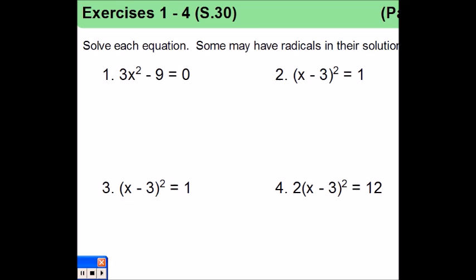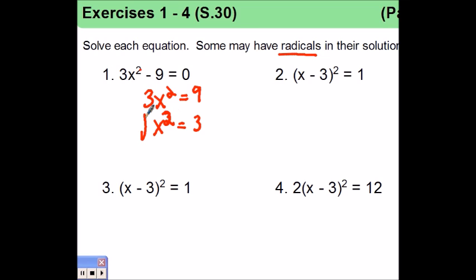I'm going to solve each one of these by isolating the variable, and notice some of them may have radicals in their solutions. In this case, they're going to be square roots. So this, number one, is x squared times 3 minus 9. Therefore, I'm going to get rid of the minus 9 first by adding 9. I'll get 3x squared equals 9. Now it's just x squared times 3, so I'll get rid of the times 3 by dividing by 3. And now I can undo the squared by doing the inverse, square root.